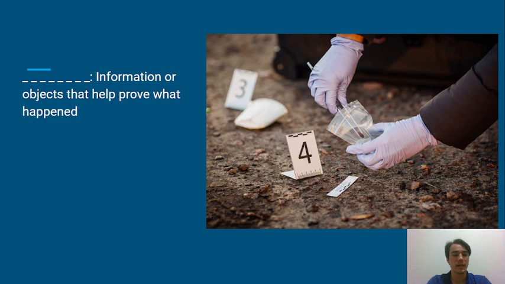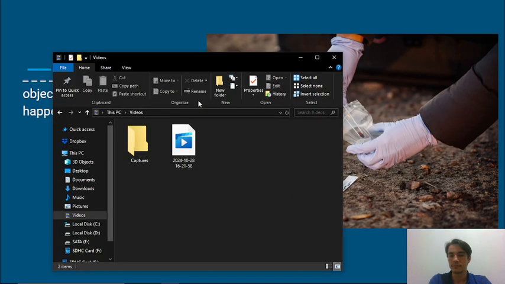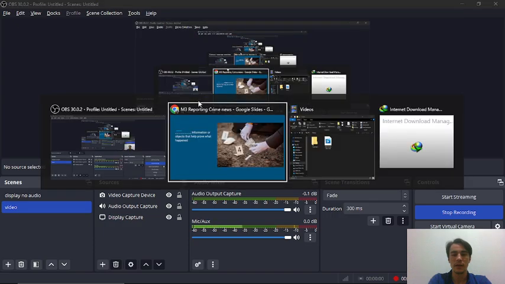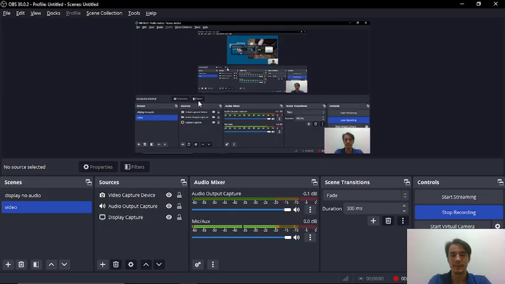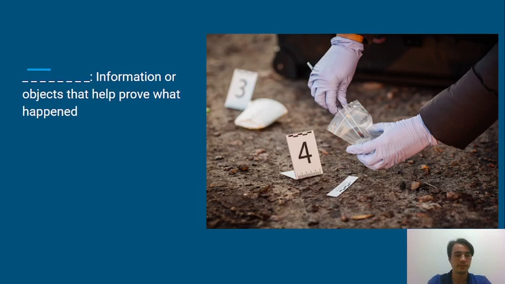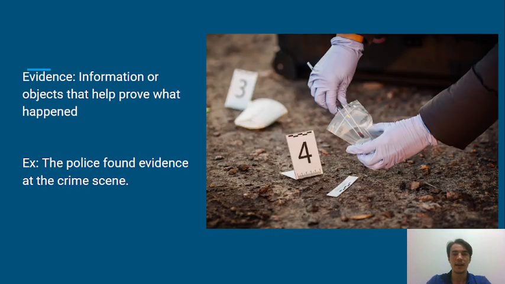Information or objects that help prove what happened. What is this? It's evidence, right? It's called evidence. And how to use it in a sentence? The police found evidence at the crime scene. The crime scene is a place where crime has been committed.